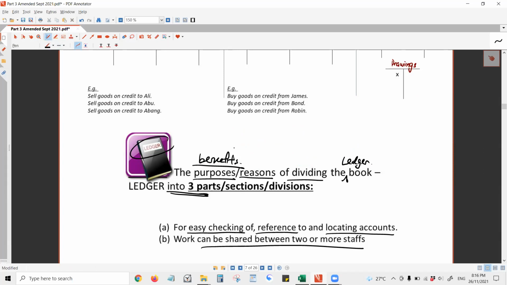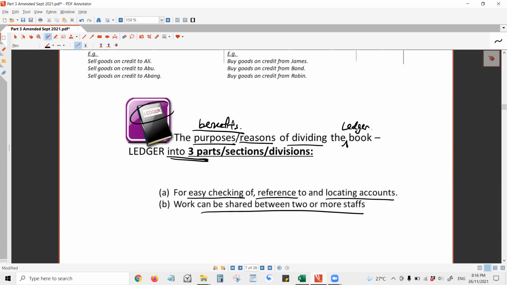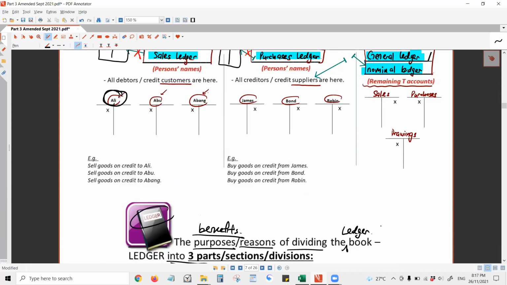You have this ledger book that has been divided into 3 sections. B, work can be shared between 2 or more staffs. If your business is a very big one, quite likely that you will have many accountants. You should have many staff working on the accounting. And if you have divided the book into 3 sections, maybe one of the staff can handle sales ledger, another staff can handle the purchase ledger, one more staff handling the nominal ledger. Get the idea? Finish. This is ledger. Let's see some questions.